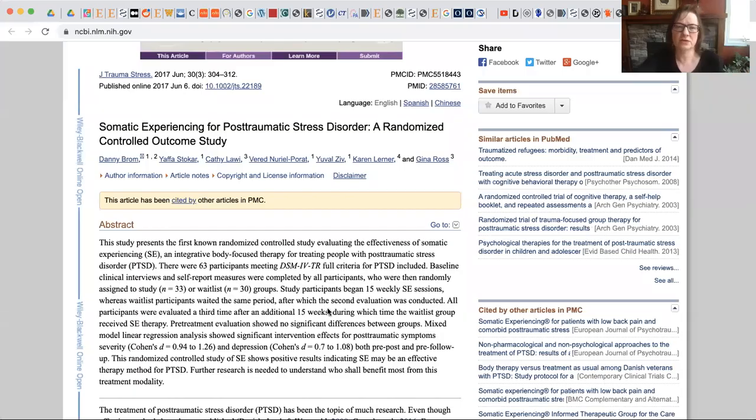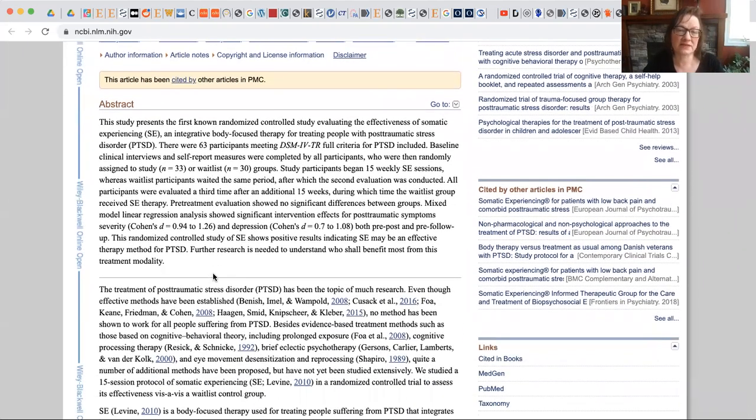Okay, so here I am again, sharing my screen back here with this article, and I'll tell you what I found out. So this was pretty cool. This is the first known randomized controlled study, okay? And it's in 2017. So this is pretty recent. The 2017 study looked at the effectiveness of somatic experiencing therapy. So that includes that trembling stuff. And so the abstract just gives me a kind of an overall idea of what's in the article.